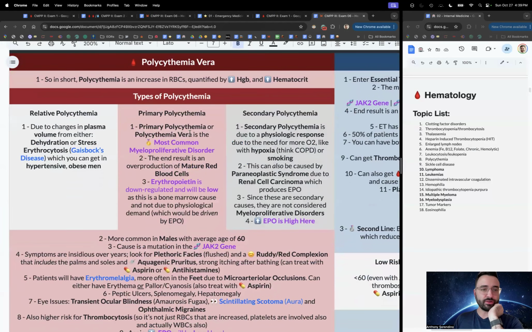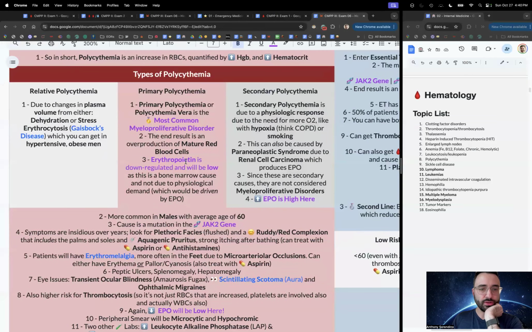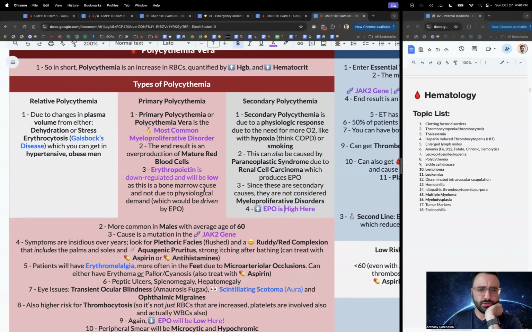All right, polycythemia vera. So it's just an increase in red blood cells. It can be relative, primary, or secondary. Secondary is like a physiologic response, so EPO is going to be high. If it's primary, primarily your red blood cells are increased. EPO is like, okay, take the wheel, we don't need to do anything, we're going to go to sleep. Secondary is something that's causing EPO, like a paraneoplastic syndrome. So primary EPO goes to sleep. That's really important.